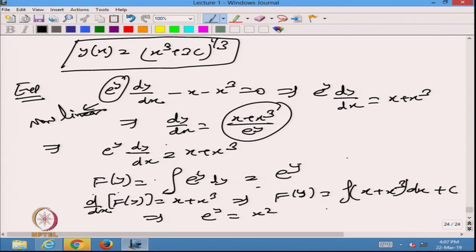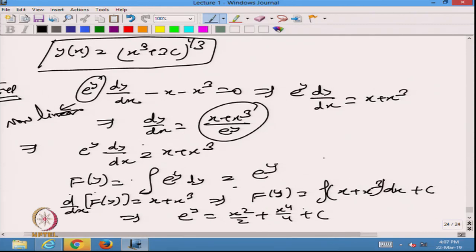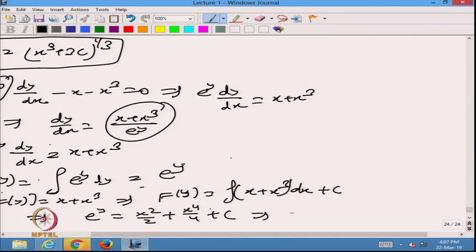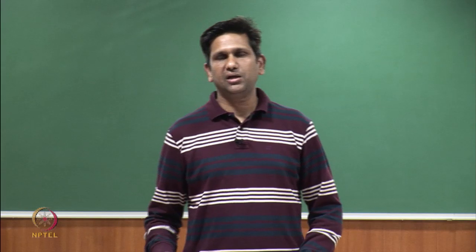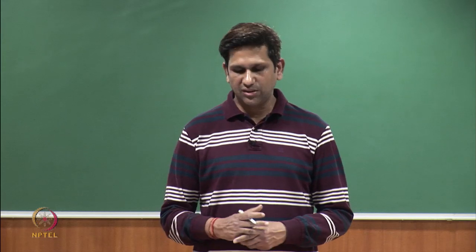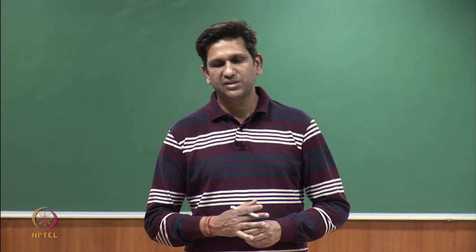So, from here my F(y), I know this is e^y. So, it can be written as x square by 2 plus x power 4 by 4 plus c. So, that is my solution, which can further be written by taking the natural log on both sides, and from there I can write my y(x) is equal to ln of (x square by 2 plus x power 4 by 4 plus c). So, this is my general solution for the given separable form. So, using this one we are able to solve a nonlinear differential equation, but only if the right hand side function is separable.